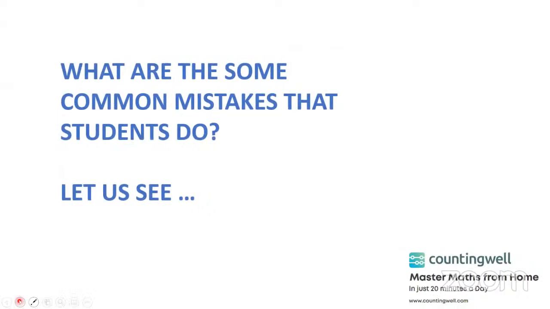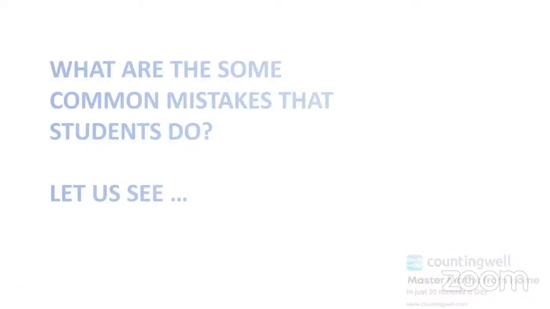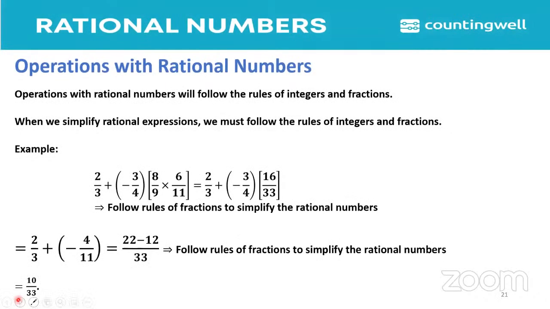Now let us see some common mistakes that students make while solving examples. Let us see the chapter rational numbers first. Operations with rational numbers will follow the rules of integers and fractions only. So whatever rules we follow for simplifying expressions or equations for integers and fractions, the same set of rules we will follow for rational numbers.